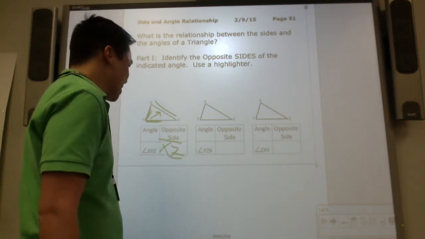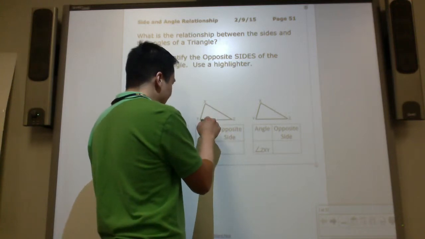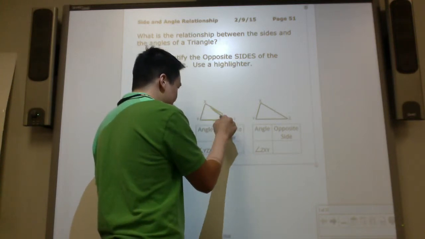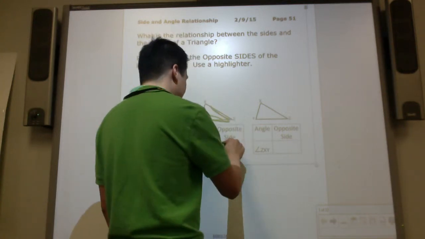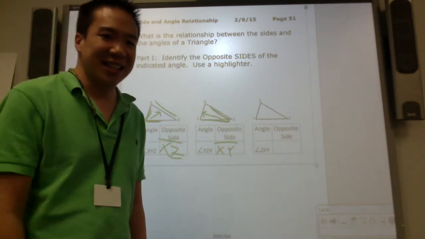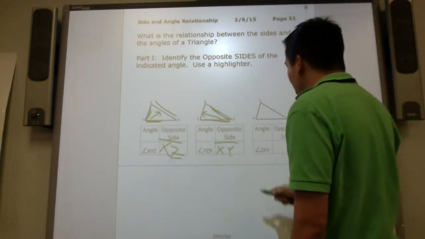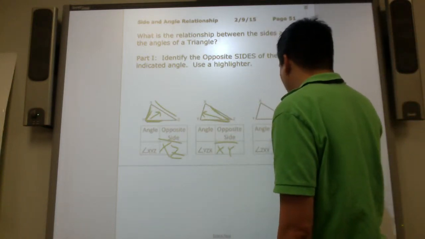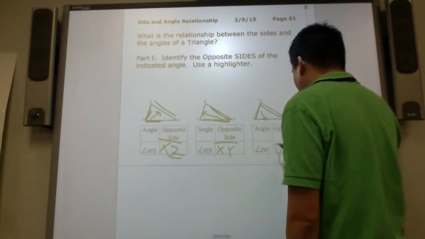What is the opposite side of angle YZX? Here's Y, here's Z, here's X. What is the opposite side of it? It is XY. Make sure you draw a line so that it's line segment XY. What is the opposite side of angle ZXY? Opposite side right here is YZ. Draw a line segment.